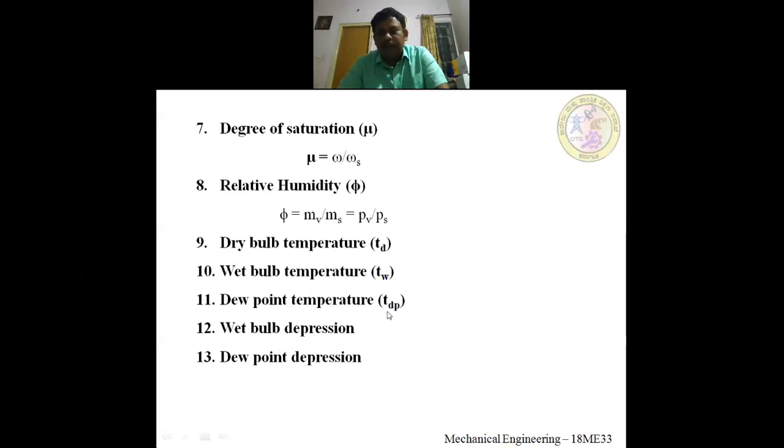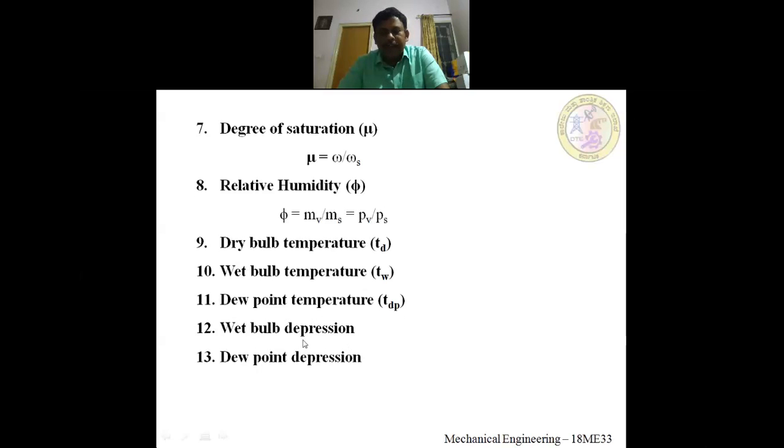Next one, dew point temperature. It is represented by the symbol t suffix dp. Here dp represents dew point and t stands for temperature. It is the temperature recorded by the thermometer when the atmospheric air begins to condense. When it begins to condense, the corresponding temperature measured is known as dew point temperature.